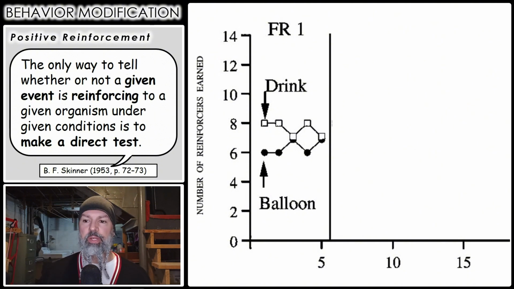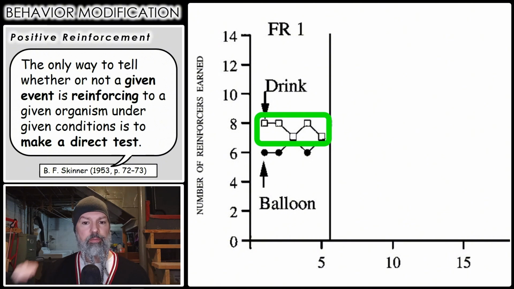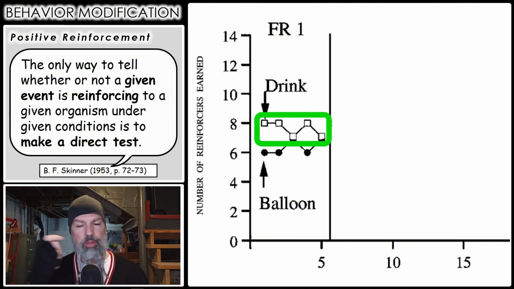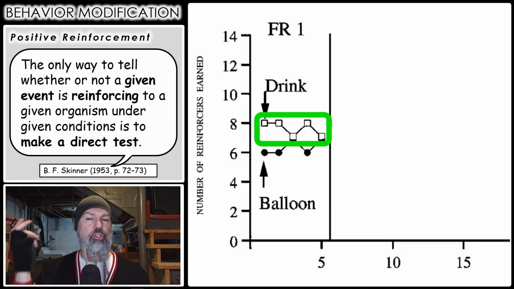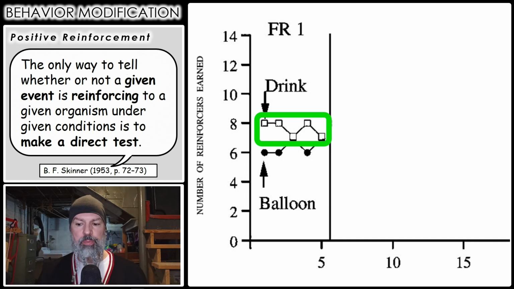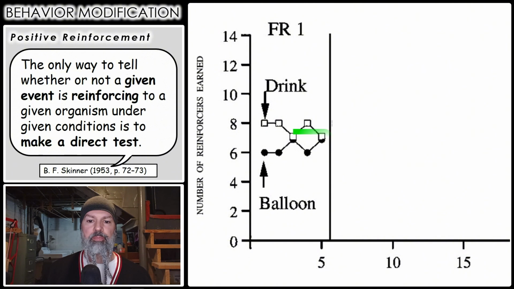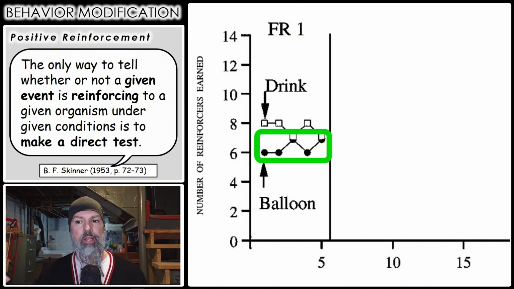So in this case, we can see that for the drink that was behind the blue panel, she pressed it around 7 to 8 times per session. So you got 14 trials in each session against 14 opportunities to earn that reinforcer. And she chose to earn the drink 7 to 8 times per session, and she chose to earn the balloon about 6 to 7 times per session. So very equal in terms of her preference for the balloon versus a drink. Very equal in terms of the reinforcing effectiveness of the balloon versus the drink.